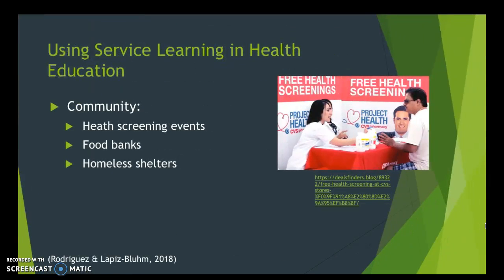And then you can also use service learning in the community by providing health screening events or participating at food banks or homeless shelters to provide that teaching and service that may be needed in a community setting.